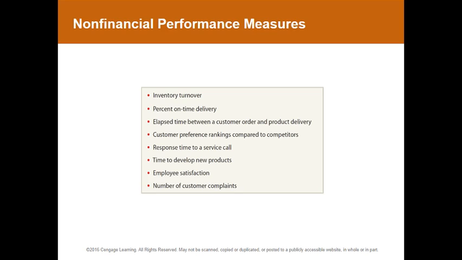Some of those are your inventory turnover. You've seen that particular ratio before. You might have a percent on-time delivery. This is information that you would gather based off production and production time, or delivery time, or time from the point of order to the point of delivery. That point of order to the point of delivery is your elapsed time. You're going to have metrics. You're going to have standards of when you expect these things to occur.